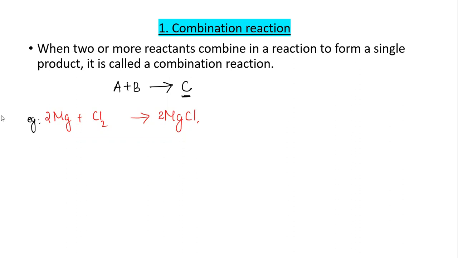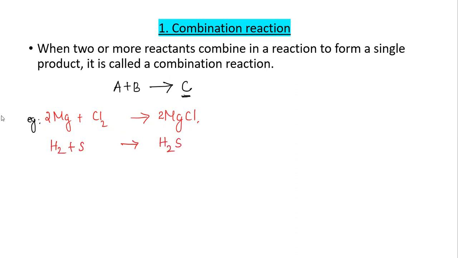Here magnesium and chlorine are the reactants. Two reactants are there, but a single product, that is magnesium chloride. So two or more reactants combine to form a single product, that is called a combination reaction. Another example, hydrogen plus sulfur gives hydrogen sulfide, H2S.